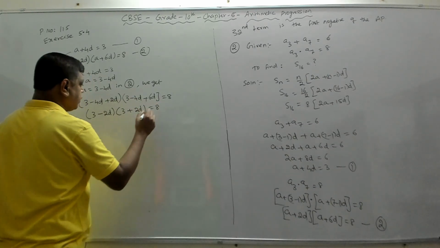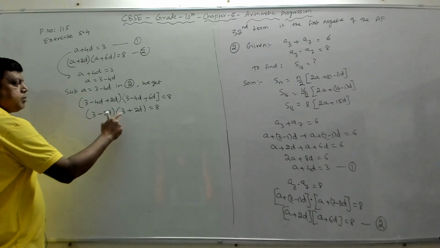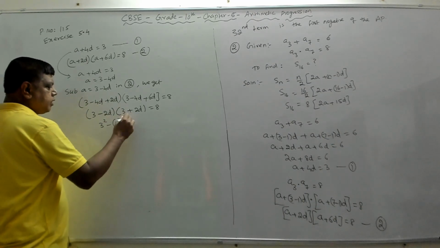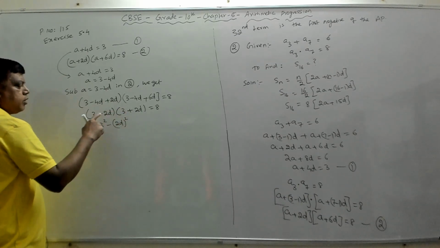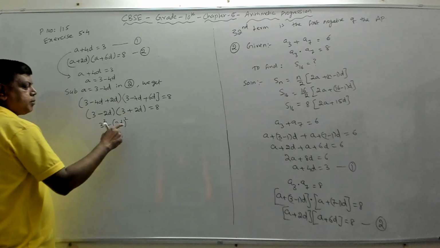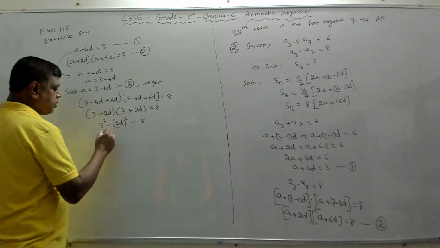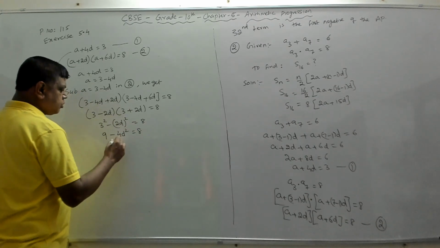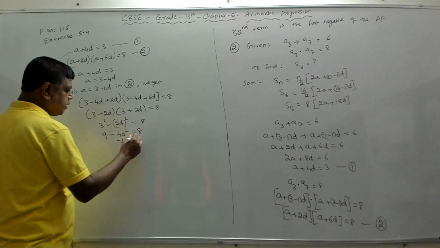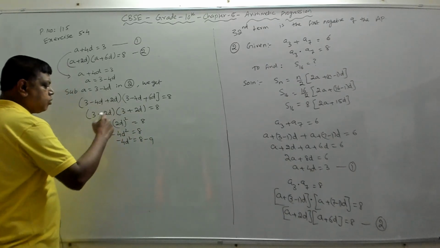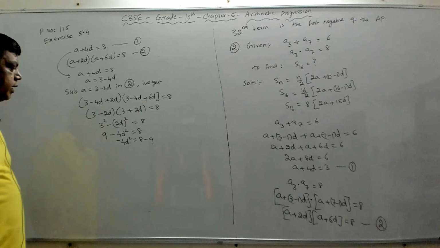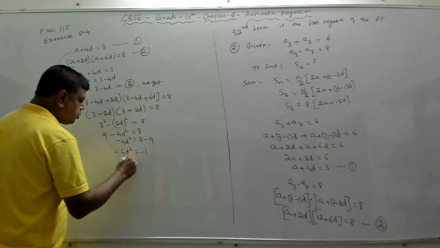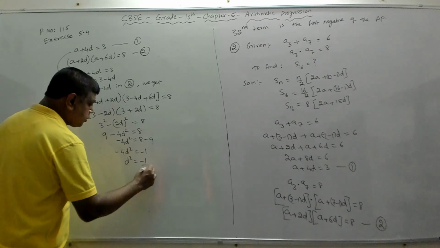(3 minus 2d) into (3 plus 2d) is equal to 8. This is in the form of a plus b into a minus b, so a square minus b square. A is 3, b is 2d. So a minus b into a plus b is a square minus b square equal to 8. So you get 9 minus 4d square equal to 8, which means minus 4d square equal to 8 minus 9. The 9 goes to the other side, it becomes minus 9. So minus 4d square equal to minus 1, which means your d square is equal to minus 1 by minus 4.